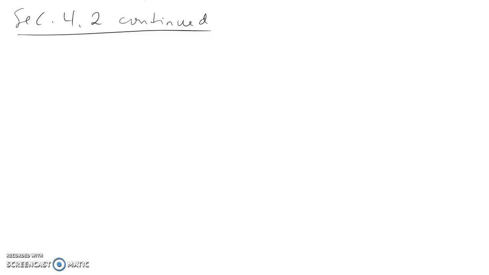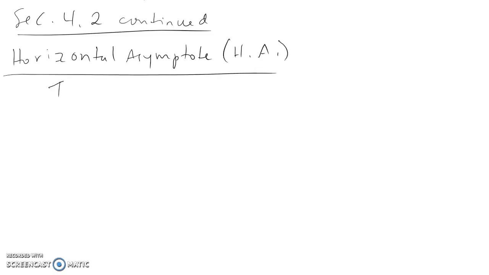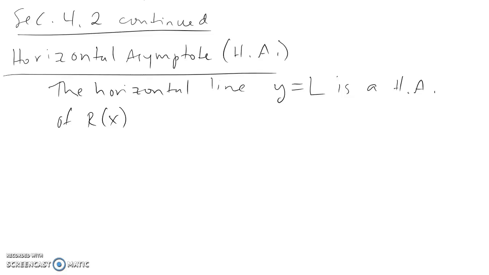In addition to vertical asymptotes, rational functions also have something called horizontal or oblique asymptotes. So a horizontal asymptote, which we can abbreviate HA, is a horizontal line, and if it's horizontal, it has the equation y equals some constant. We'll use a big L like the book. It is a horizontal asymptote of a rational function if that rational function approaches that line as x approaches infinity or x approaches negative infinity.